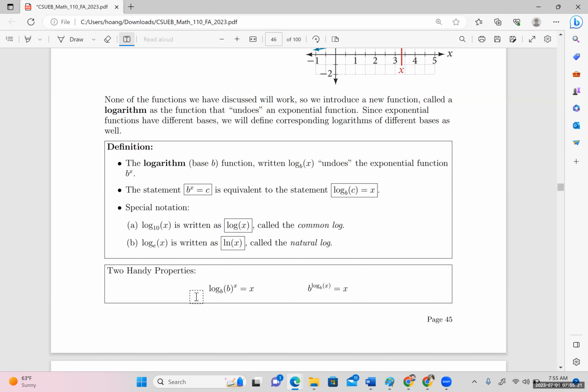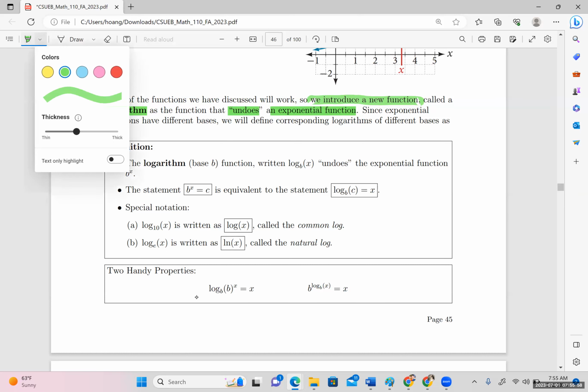So we need to introduce a new function, and we call that the log, which undoes the exponential function. Okay, and since exponential functions have different bases, we will define the corresponding log of different bases as well. So let's get some definitions.